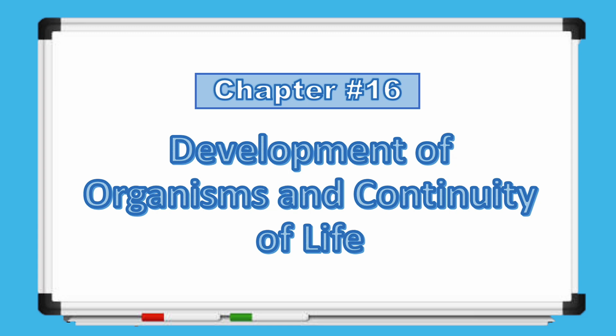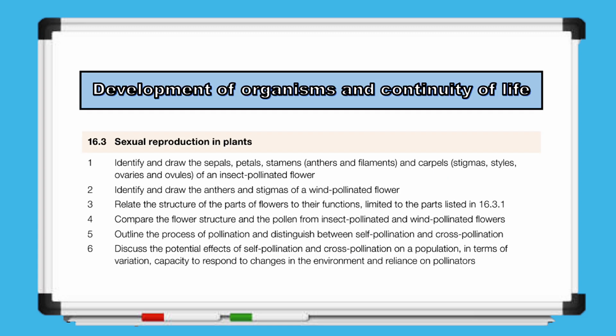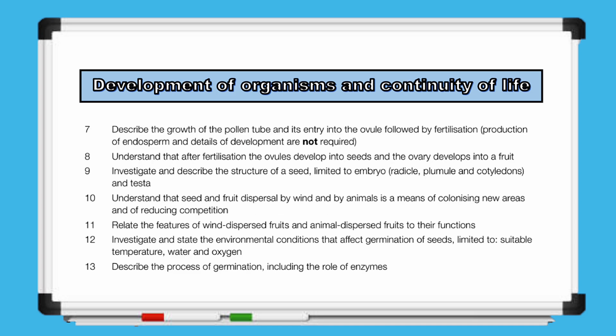After completing Unit 16.1 on Nuclear Division and Unit 16.2 on Asexual and Sexual Reproduction, today we will move on to the next unit, 16.3, which focuses on sexual reproduction in plants. In this section, we will go through the syllabus specifications one by one and understand each concept step by step. Since there are several specifications to cover, this will be quite an extensive part of the chapter.